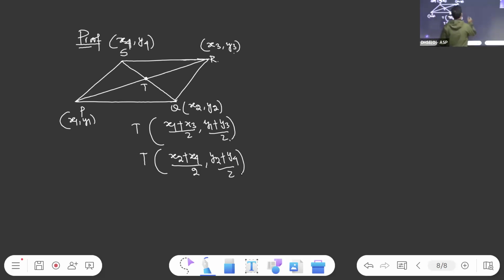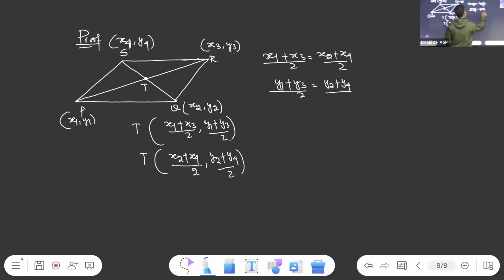So (x1 plus x3) by 2 is equal to (x2 plus x4) by 2 and (y1 plus y3) by 2 is equal to (y2 plus y4) by 2. The 2 cancels, these 2 cancel. So x1 plus x3 is equal to x2 plus x4 and y1 plus y3 is equal to y2 plus y4, right? I hope it is clear to you. Write in the chat box, is it clear?